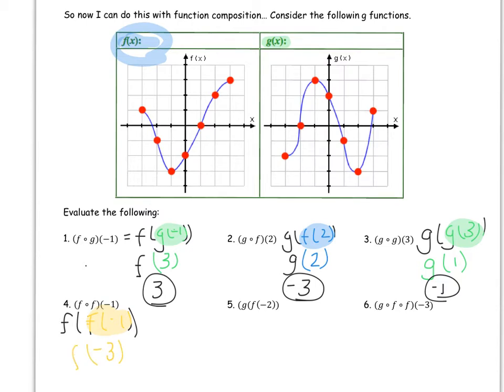So now I need to do f of negative 3. So negative 1, negative 2, negative 3. Go up to my graph. Where is that on my y-axis? It's at 1.